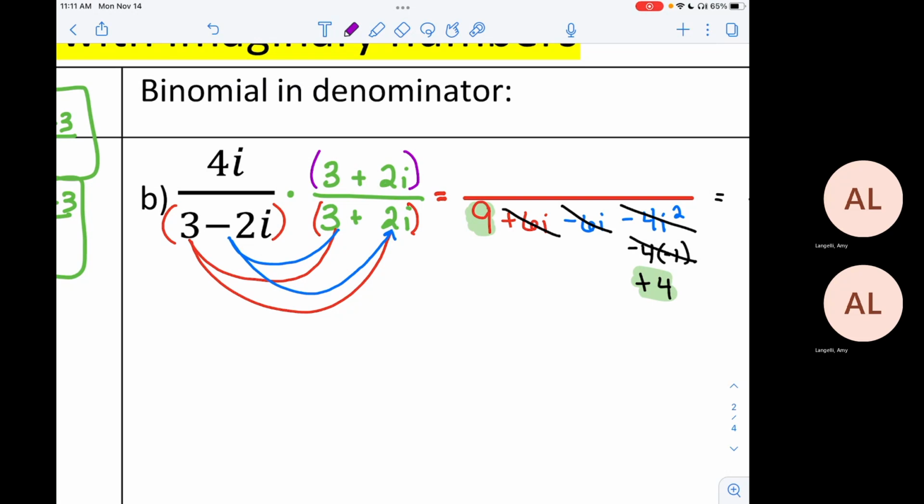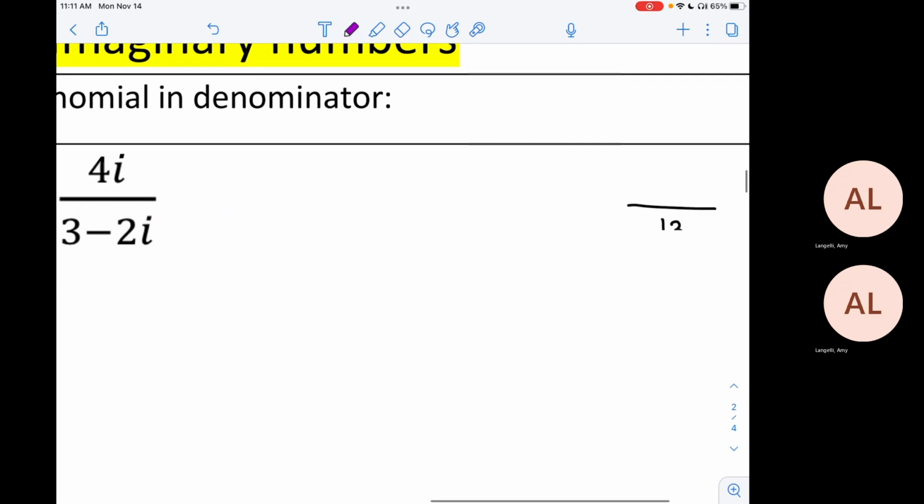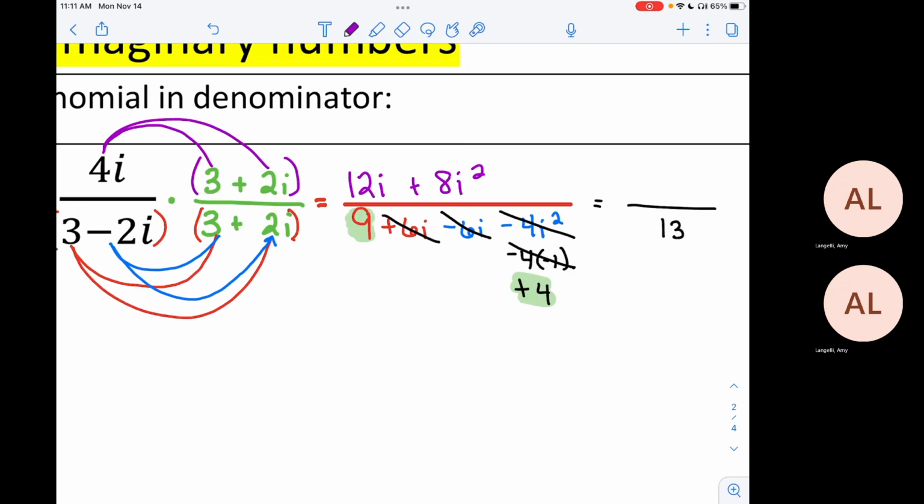Put parentheses around your binomial. Very slowly. If I say it, I think you'll know it. What is 4i times 3? What is 4i times 2i? 8i squared. What is i squared? So this is really plus 8 times a negative 1, which is really just what? A minus 8.